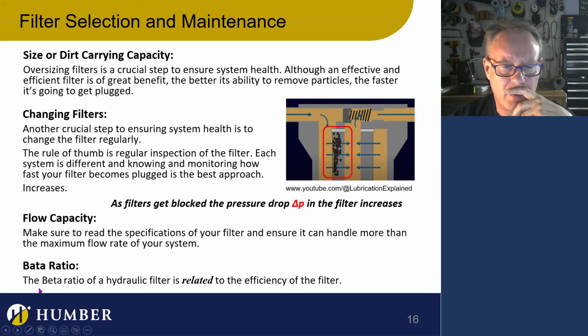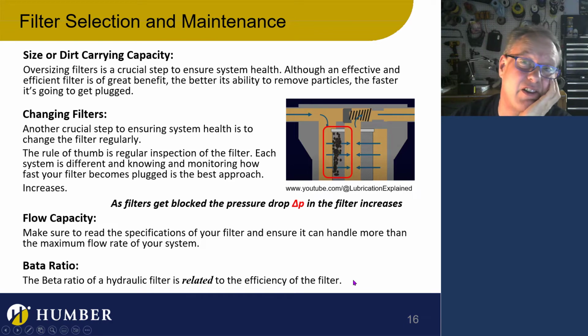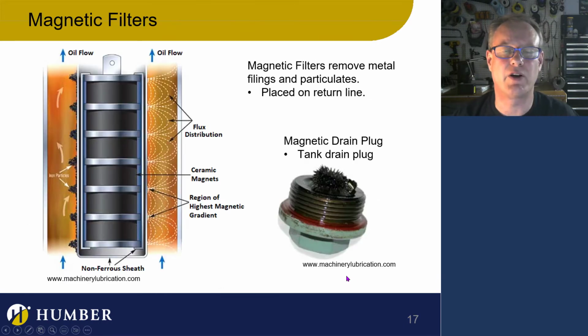Beta ratio. The beta ratio of the hydraulic fluid is related to the efficiency of the filter? I guess that's important. Now let's talk about beta ratio. But before we do that, we're going to talk about magnetic filters. So a magnetic filter is essentially, you put that on the return line, it's going to be picking up all the tiny little particulates that fall apart.